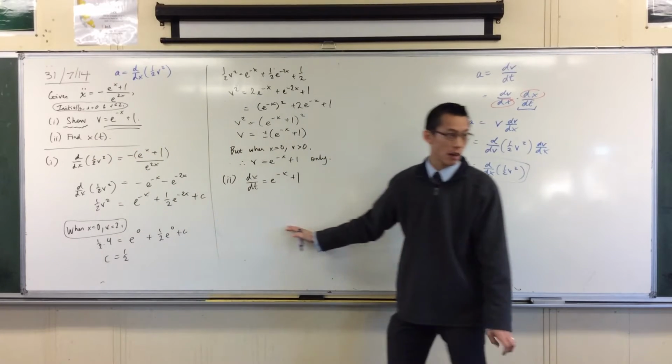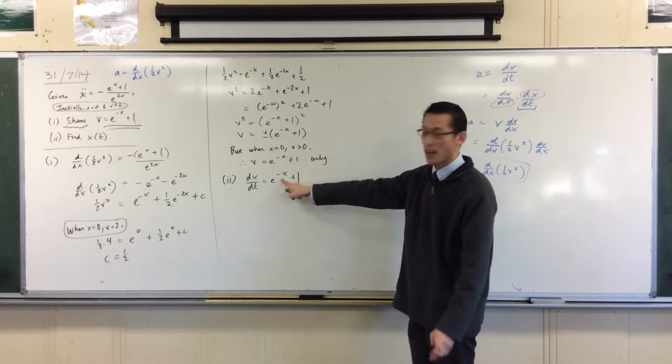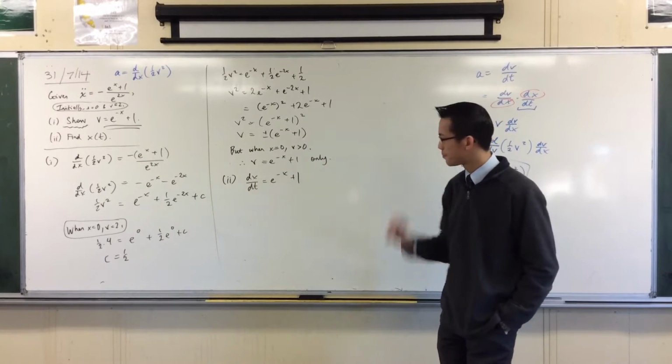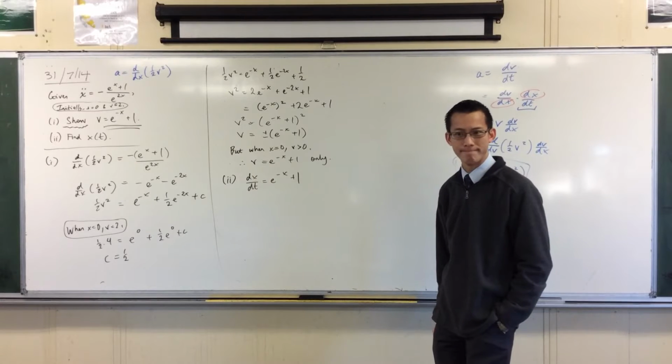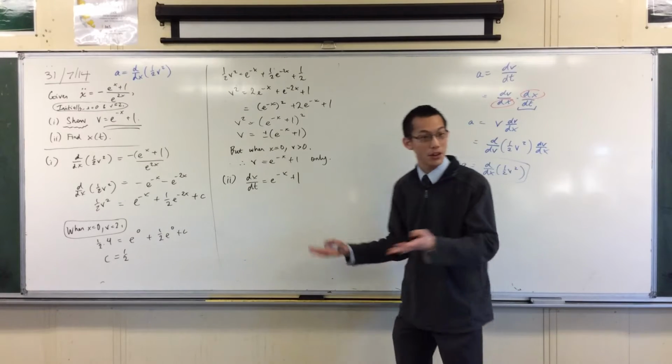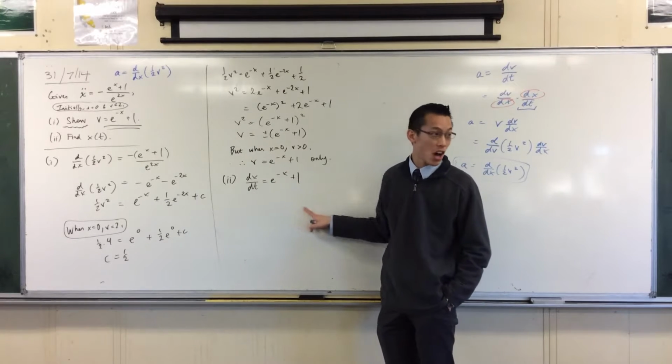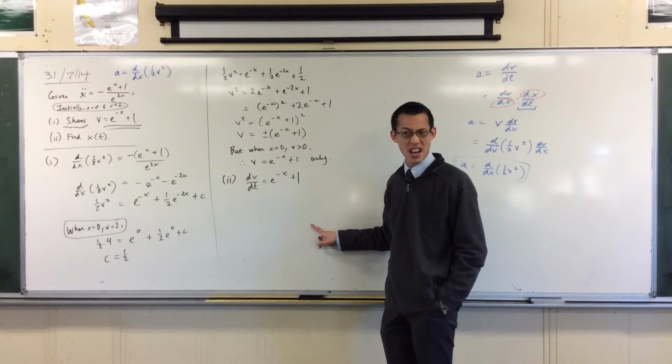That's good so far. I've got lots of t's. I've got an x there, okay? How do I get there? What should I do? Now clearly I'm going to have to integrate somewhere, right? But I can't integrate this with respect to time. Why can't I integrate it with respect to time?